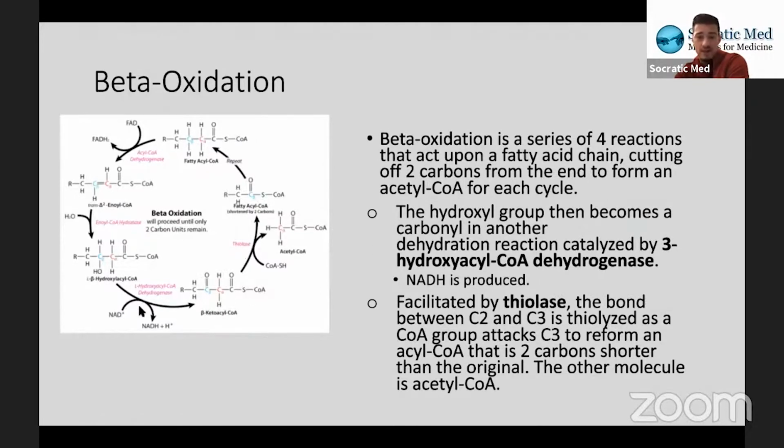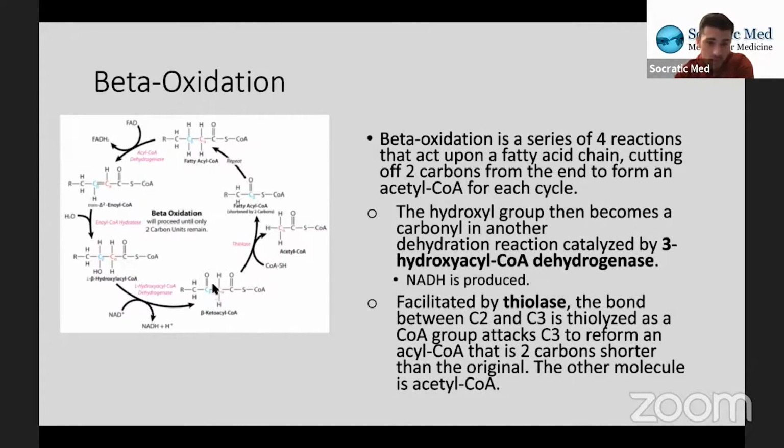So this next step is thiolysis, as I was talking about before. It's facilitated by thiolase. The bond between C2 and C3 is thiolized, and a CoA group attacks the C3 to reform acyl-CoA, and that acyl-CoA is now going to be 2 carbons shorter than the original because we just let go of an acetyl-CoA. So we look over here.